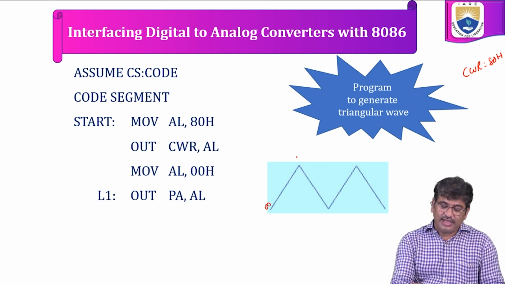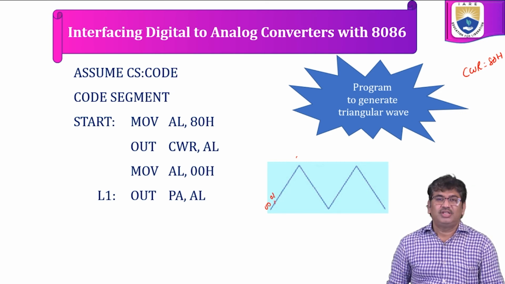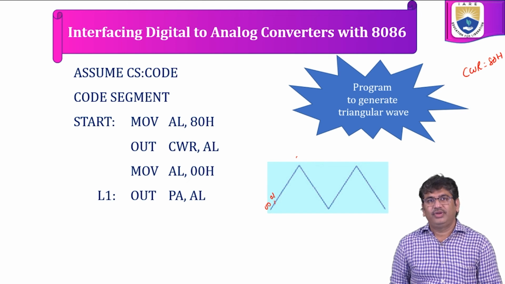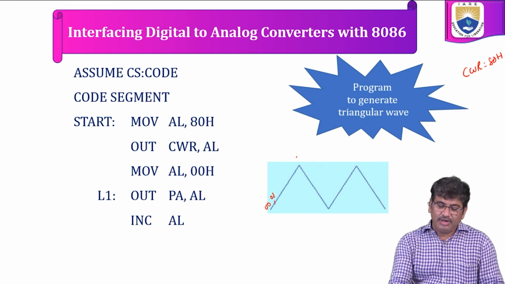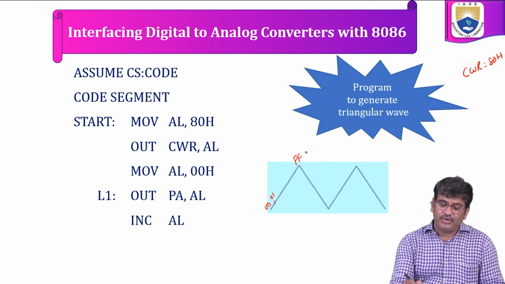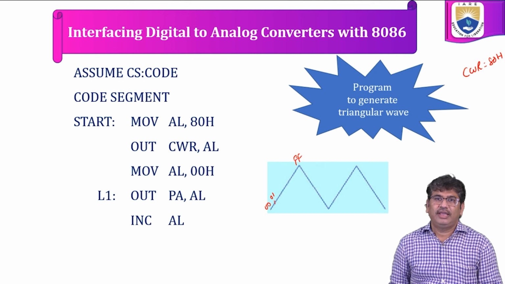The next value we have to pass is 01. For getting this, we go for incrementing the AL content, that is, INC AL. This increment will take place until FF. So we go for comparing the AL contents with FF. So, compare AL, FFH.